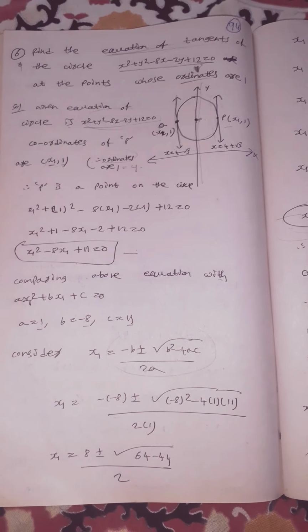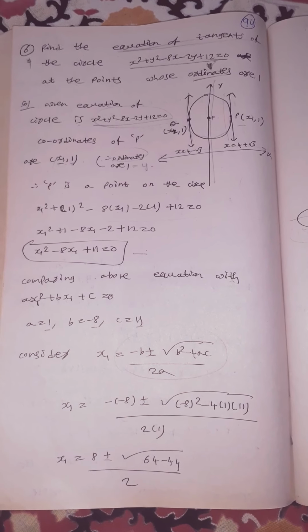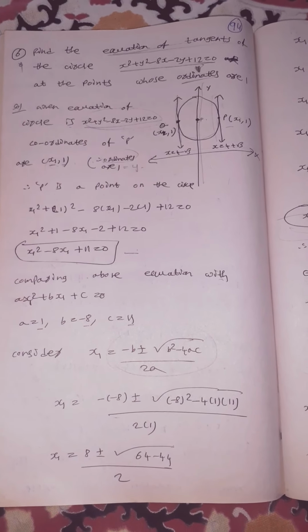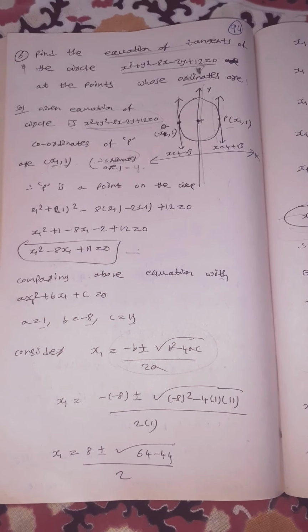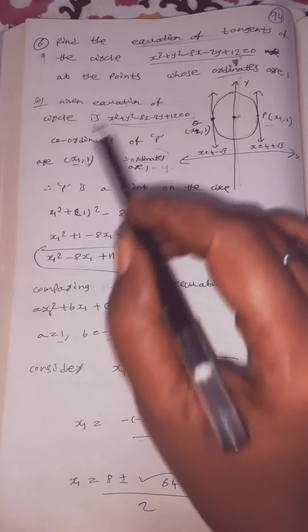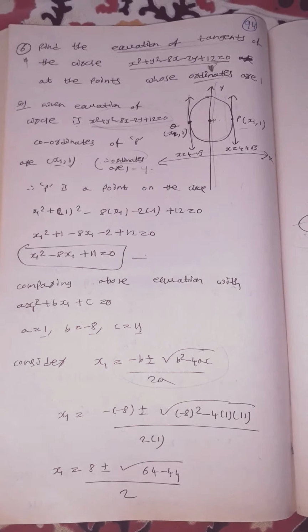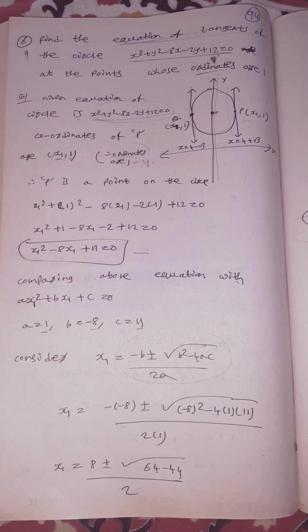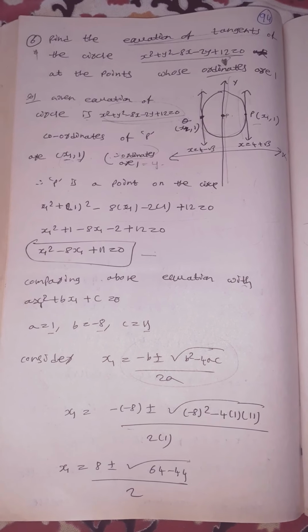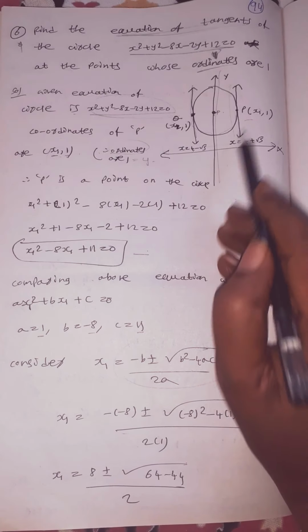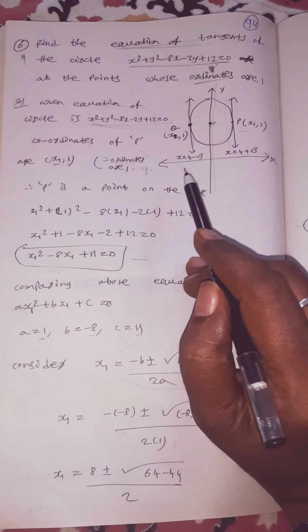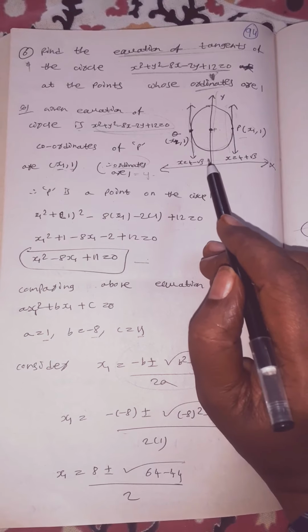So ordinates come under the y-axis, children. Ordinates means y-axis, abscissa means x-axis. So the given equation of the circle is x² + y² − 8x − 2y + 12 = 0, children. So first of all, draw a circle, children. Draw a circle with x-axis and y-axis.